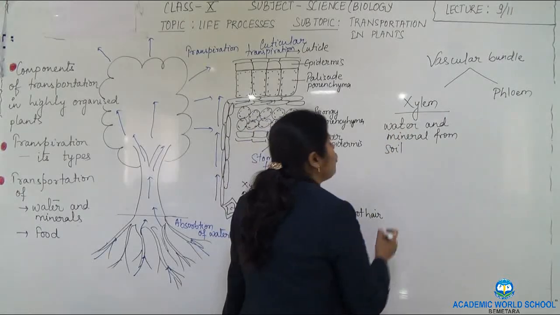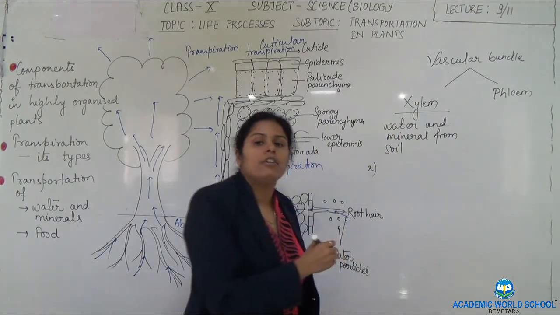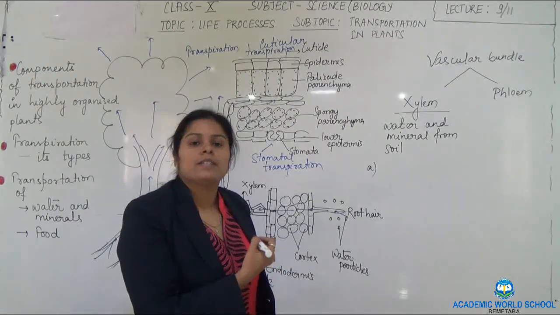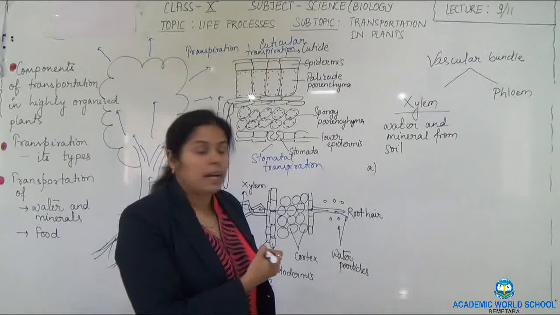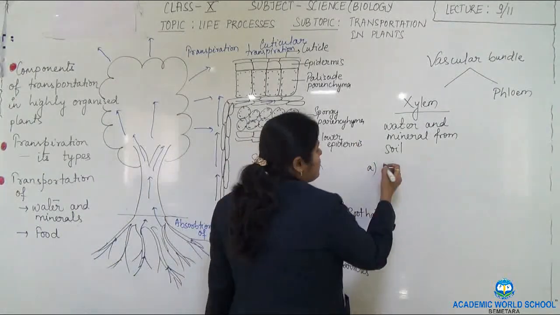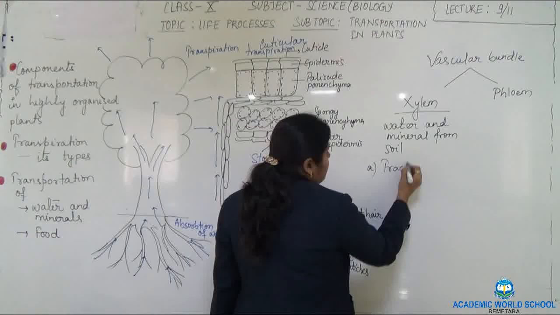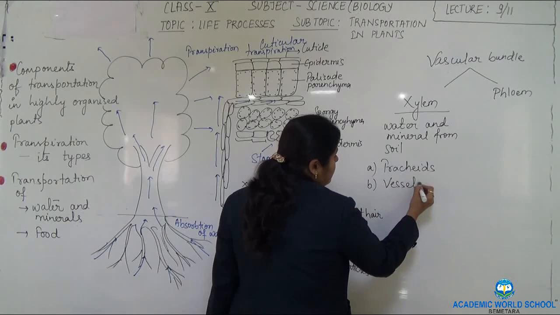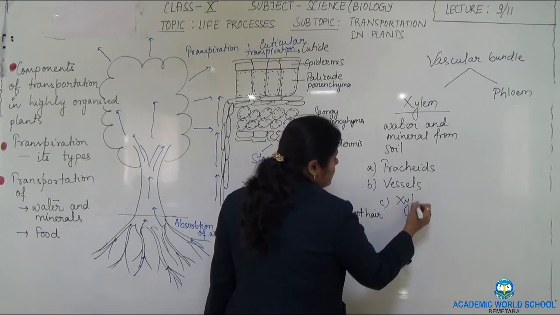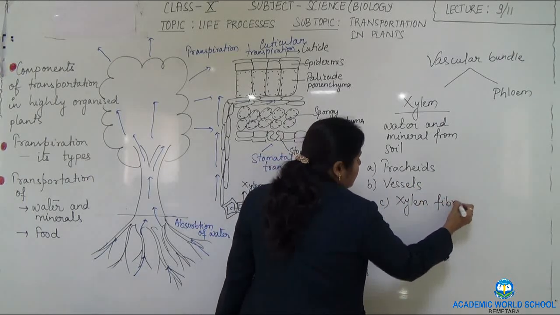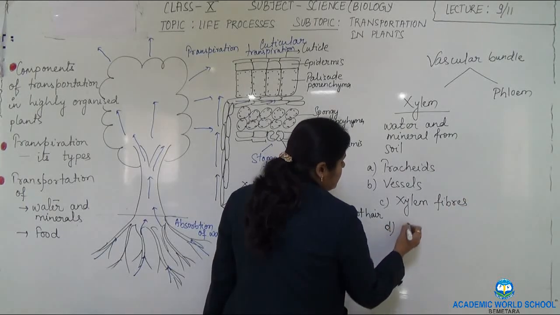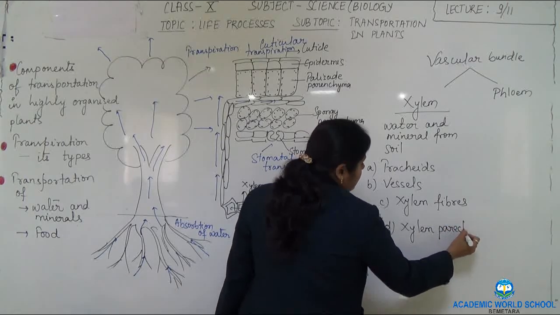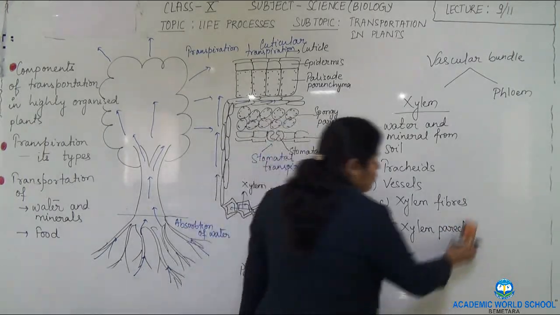This xylem has four components. These four components we have also read in class 9, but we will take a short recap so that we don't face problem when we understand transportation in plants. The xylem has four components. The first one is tracheids, vessels, xylem fibers, and the fourth one is xylem parenchyma. These all have specific functions to conduct.